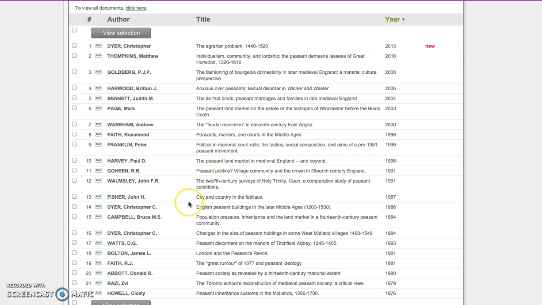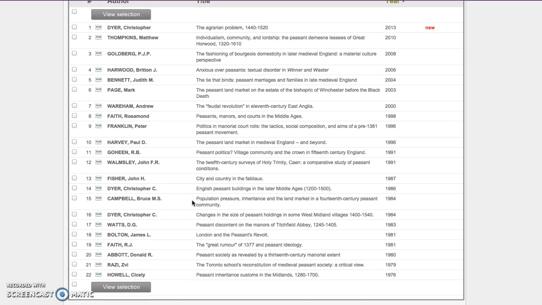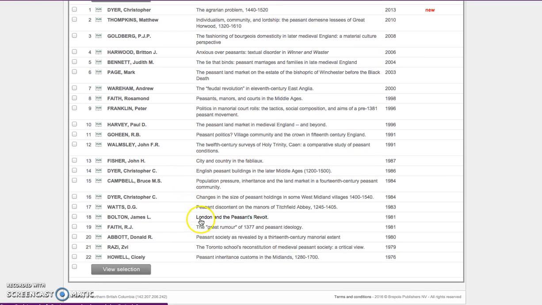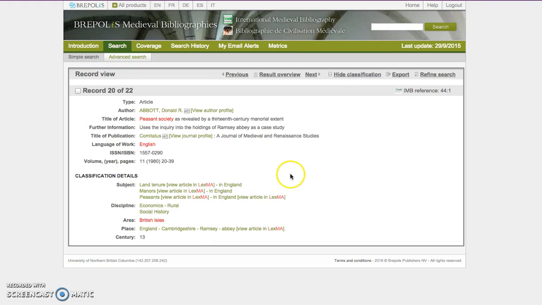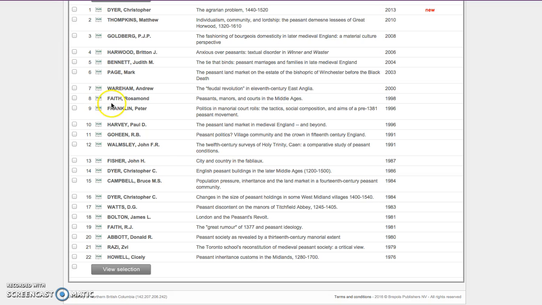Some of these here are on other things around population pressure, peasant discontent, peasant society, as revealed through a 13th century manorial extent, so that might be kind of interesting, but it's also older, from 1980. It comes from the journal Comitatus, but it focuses on the use of manorial materials, which is what the primary sources that I found were from, so that might also be useful for me.